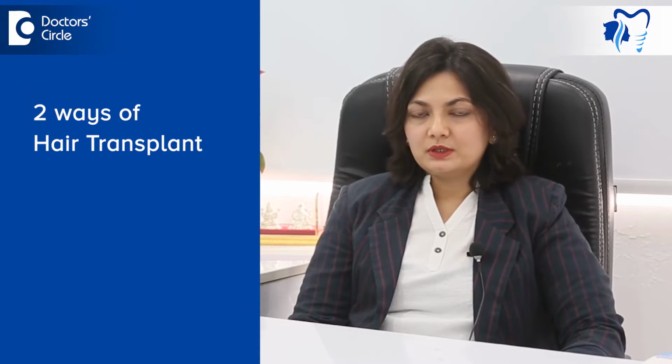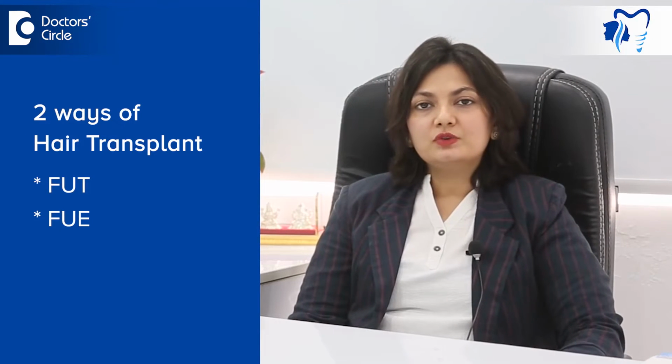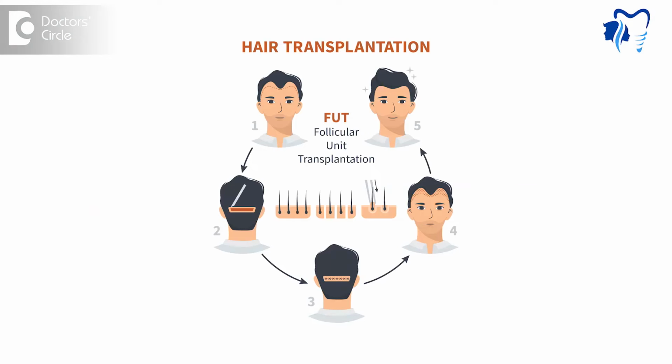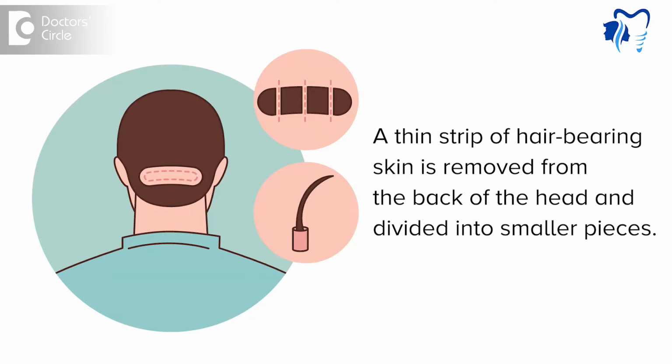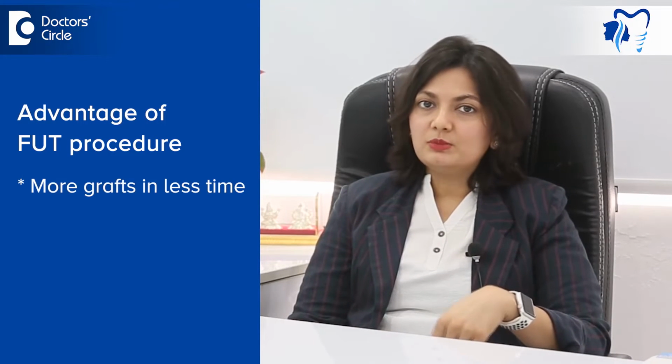Now, there are two most common ways a hair transplant procedure can be done. It is FUT or FUE. FUT is Follicular Unit Transplantation procedure. It is also known as strip method. In this, a strip of skin is taken from the back of the head, then it is dissected and individual hair grafts are separated from it. In this procedure, there is increased scarring, increased recovery time. It is slightly more painful, but the advantage is that in lesser time you get more grafts.